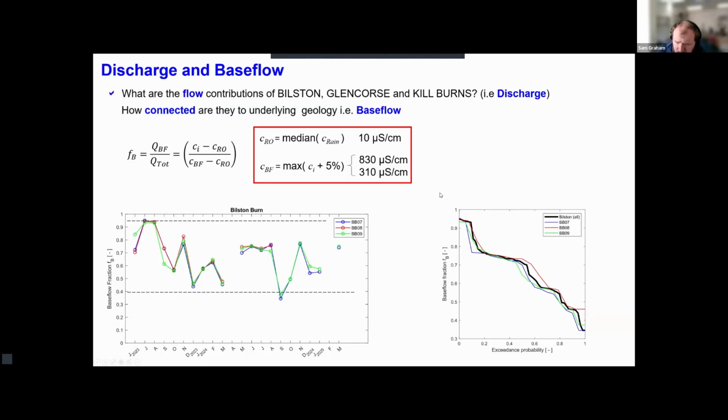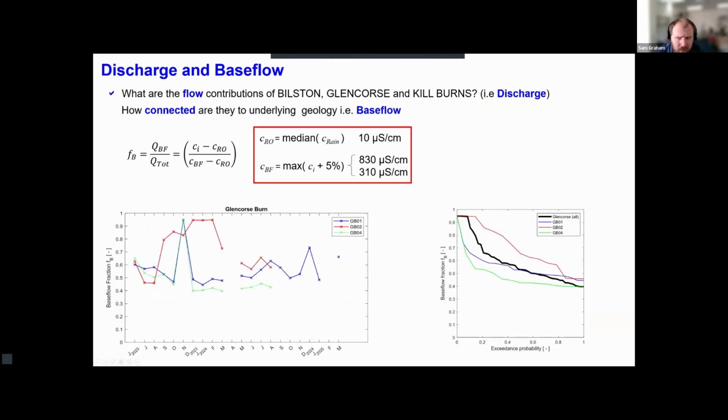And there's a fairly climbing probability density function, cumulative probability function for that. So it does vary quite a lot throughout the year. But if we compare that to the Glencorse, that exceedance probability is actually fairly flat as a signal. So you actually get a fairly constant base flow contribution in that river compared to the Bilston.